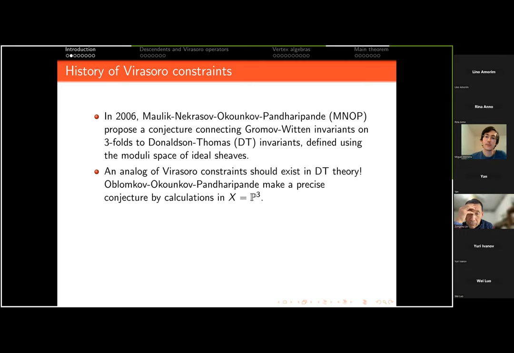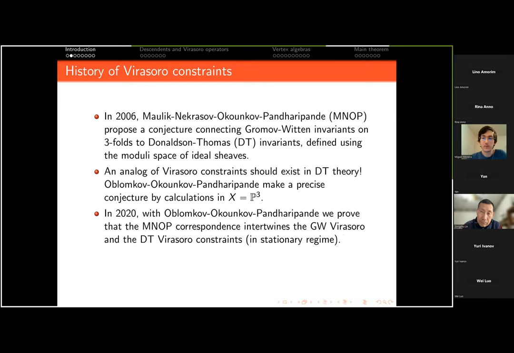So if you believe this correspondence, which is also conjectural, except in a few cases, including toric varieties, then you should expect that there should also be some analog of the Virasoro constraints in DT theory. And indeed, Oblomkov, Okounkov, and Pandharipande, basically at the time of the proposal of the MNOP correspondence, made some calculations and they made some precise prediction for how the Virasoro constraints should be on the moduli of ideal sheaves. Okay, but only much more recently, thanks to a lot of advances in understanding of the correspondence, it was possible to actually prove that the MNOP correspondence intertwines the Virasoro operators on the Gromov-Witten side and on the DT side.